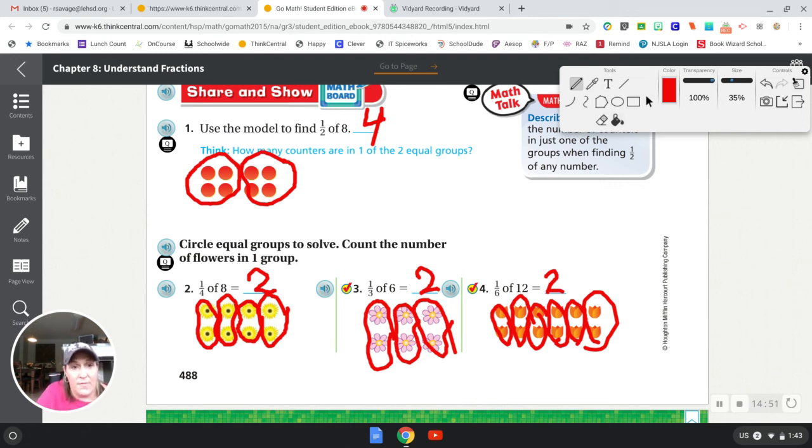Okay? Find the denominator. That's how many groups you need. Draw that many groups or circle that many groups. Then count how many are in each one. All right, come on office hours or morning meeting, or send me a message and we can get on Zoom if this doesn't make sense, but we'll keep practicing.